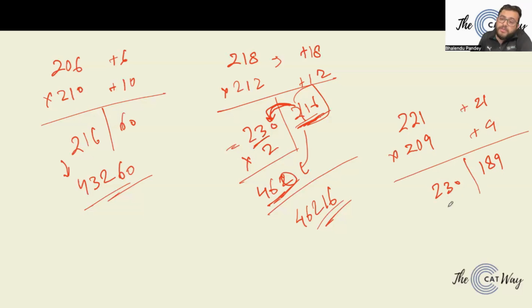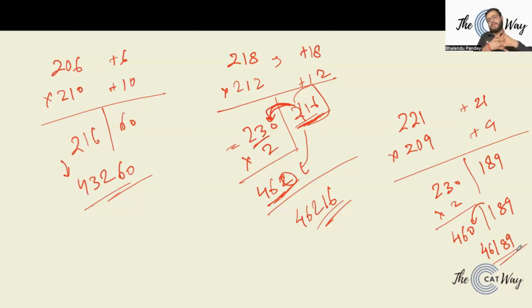Correct? So to convert it into base 100, you need to multiply it with 2. So again, you get 460. 460 and 189, this one comes up here and gets added. This gives you 461.89 as your correct answer. So 461.89 will become your correct answer in this case. Right? So this is how this thing works.